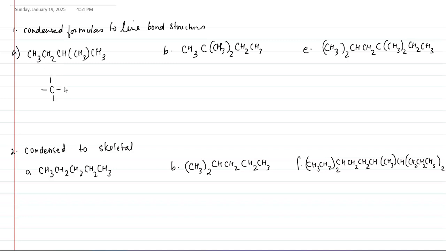Then this is connected to the second carbon having 2 hydrogens. The third carbon, which has 1 hydrogen, and the group in parentheses is a branch. So you will put the branches here.